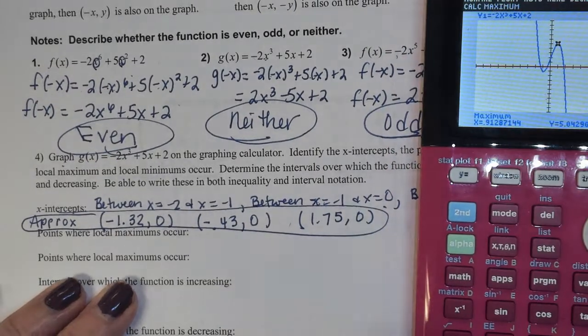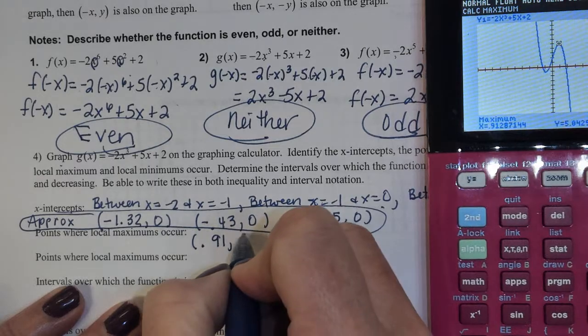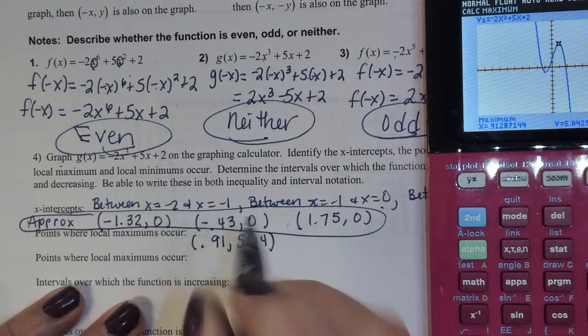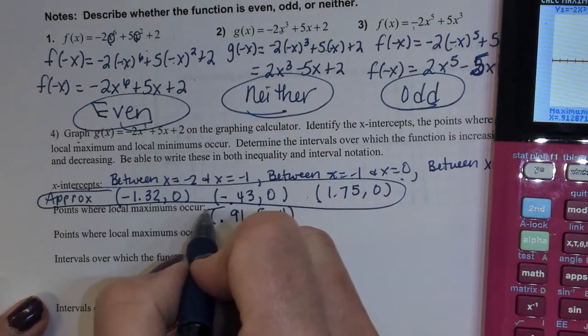So the point where my maximum is, I'm going to round it again, 0.91, comma, 5.04. There's where my maximum is. Okay, let's circle that.